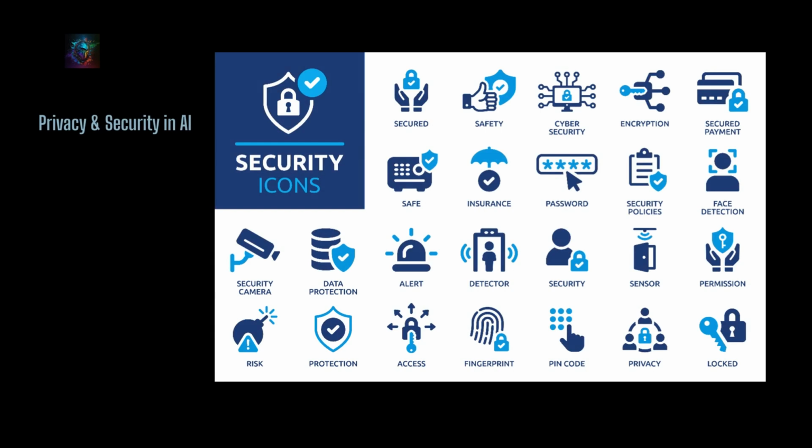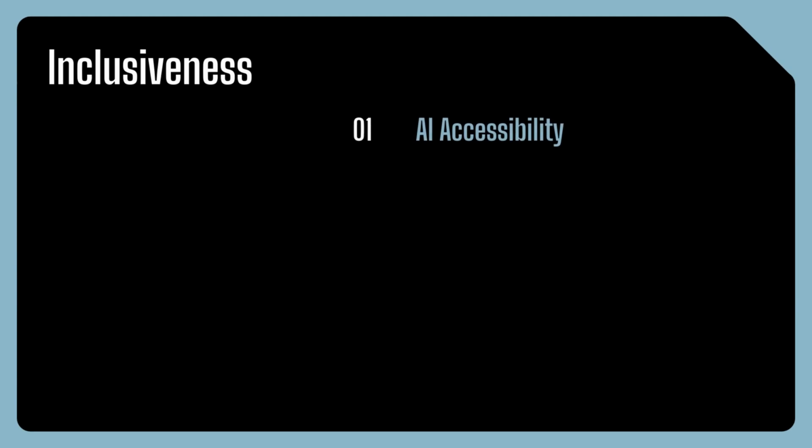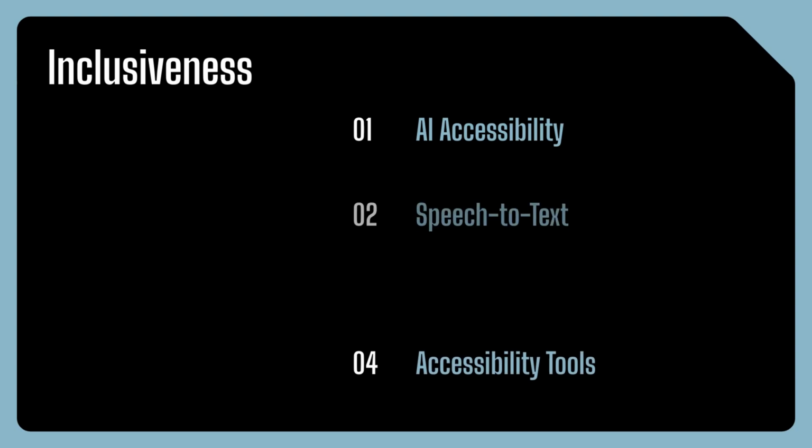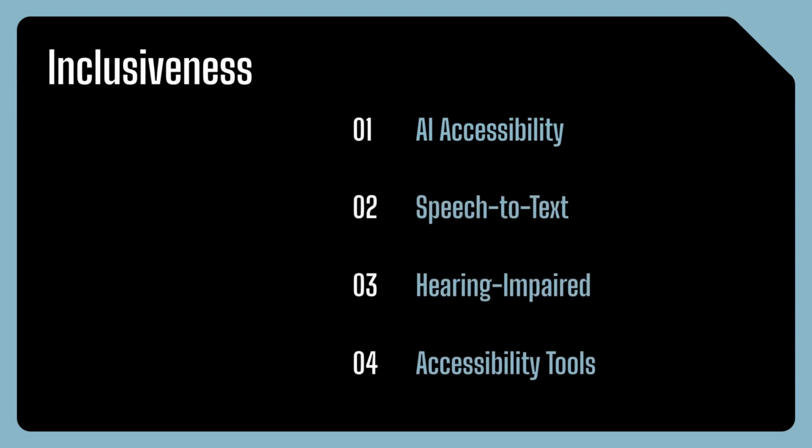3. Privacy and security: AI must protect user data using encryption and compliance standards. Example, secure AI-powered chatbots that don't leak customer data. 4. Inclusiveness: AI should be accessible to everyone, including those with disabilities. Example, AI-powered accessibility tools like speech-to-text for hearing-impaired users.